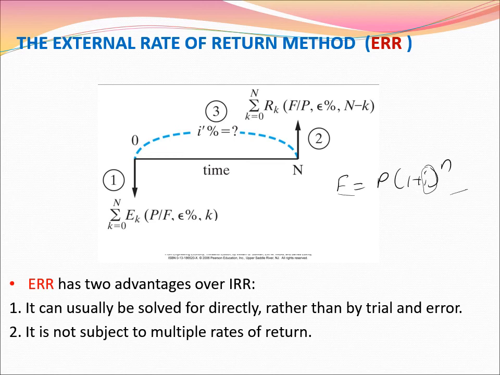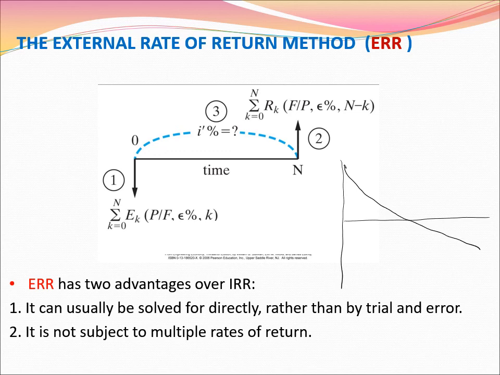Okay? And also, in the IRR method, sometimes when you try to solve the equation for internal rate of return, there may be more than one interest rate that satisfies the equation. So let me show with this graph. In the simple example, we said that the present worth changed like this with respect to the interest rate. It can be something like this. But actually, in some cases, depending on the cash flow, the present worth can move like this.